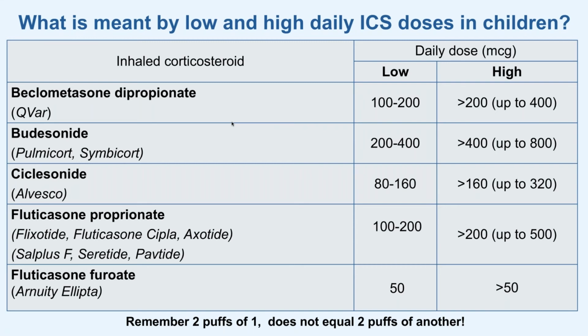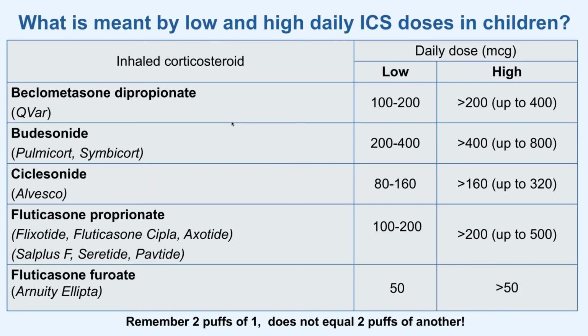So then we have ciclesonide in Alvesco. It's becoming a bit more popular on the market. So a low dose is 80 to 160 micrograms. And a high dose is 160 up to 320 micrograms. Alvesco is available for children over 6. Then we have fluticasone propionate. That's listed on PBS for over 4 years of age. And of course, we've got our Flixotides, which are the most common inhaled corticosteroid on the market.